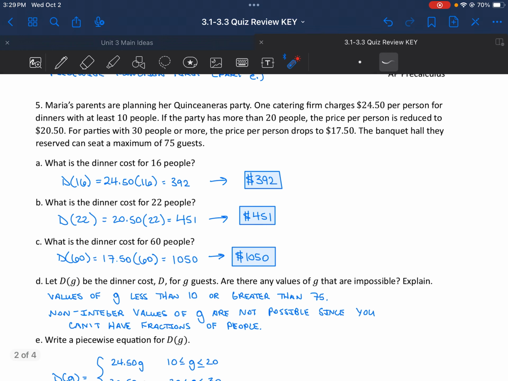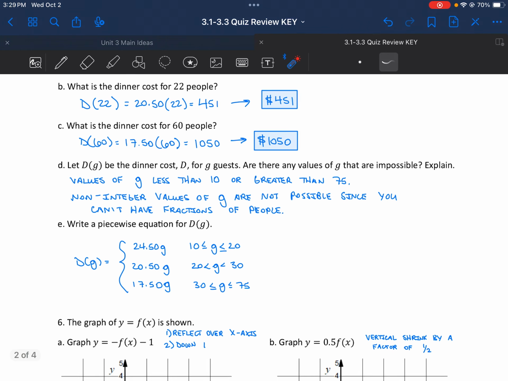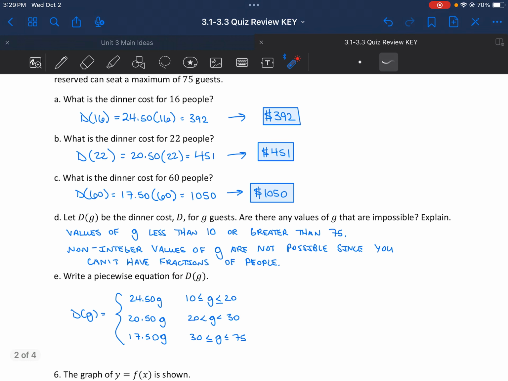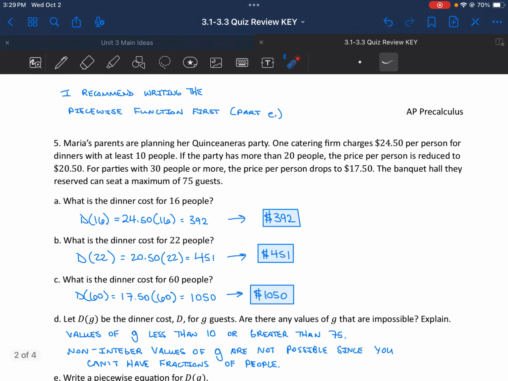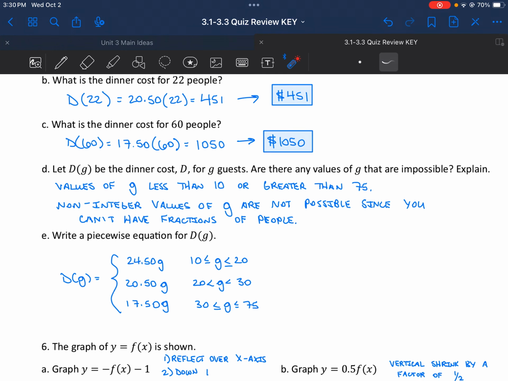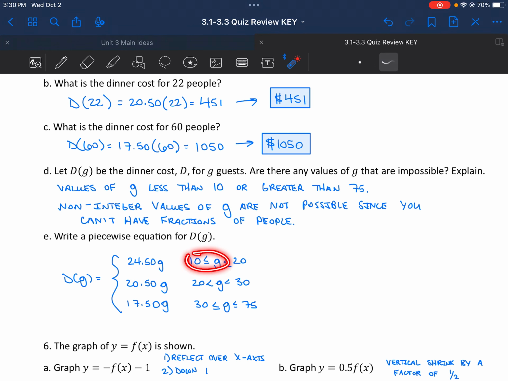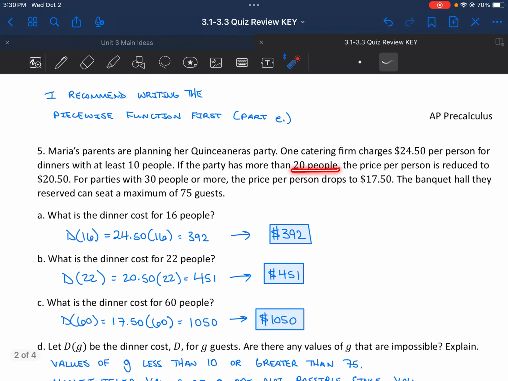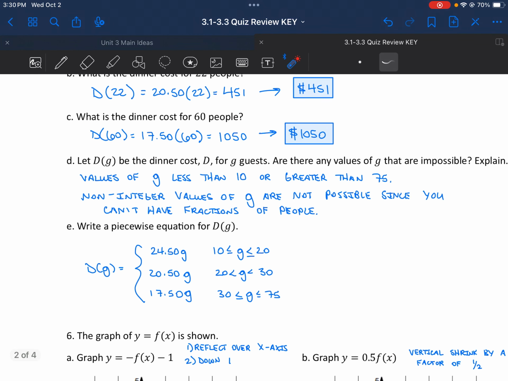All right, so me personally, I prefer to write the piecewise function first, so I actually did part E first. So what I'm noticing here, one catering firm charges $24.50 per person for dinners with at least 10 people. So if you have greater than or equal to 10 people, they're going to charge $24.50 per guest. But once you get more than 20 people, the price is going to change. So this initial price is running from 10 to 20 people.